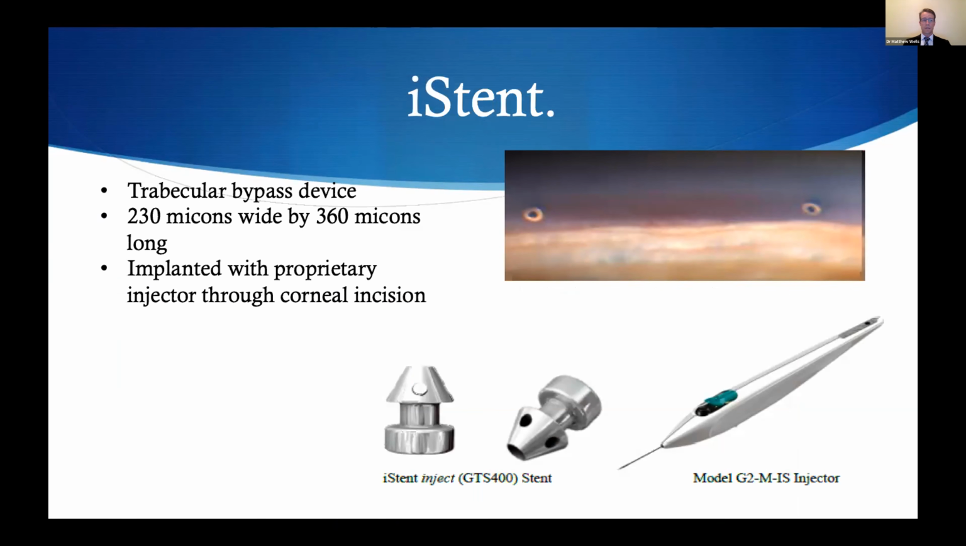Typically, we do this at the same time as we're doing cataract surgery, and it can be really gratifying to improve people's vision because of their cataract, often get rid of their distance glasses and get rid of their glaucoma drops, and they're exceptionally happy after the surgery. So it's basically a little rivet that is implanted into the trabecular meshwork, and this allows the aqueous to pass through this little hole here directly into Schlemm's canal, lowering the intraocular pressure.